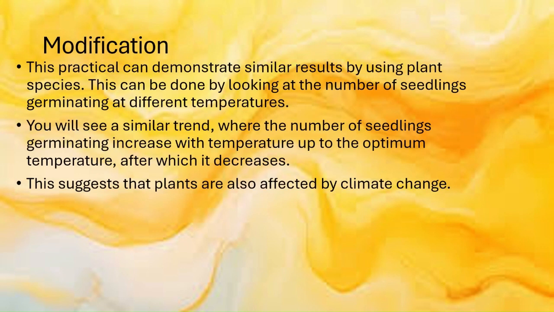So you can modify the practical to look at the effect on plant species, and this can be done by looking at the number of seedlings that germinate at different temperatures. But you will see a similar trend where the number of seedlings germinating increases with temperature up to the optimum temperature, after which it decreases. And this suggests that plants are also affected by climate change.